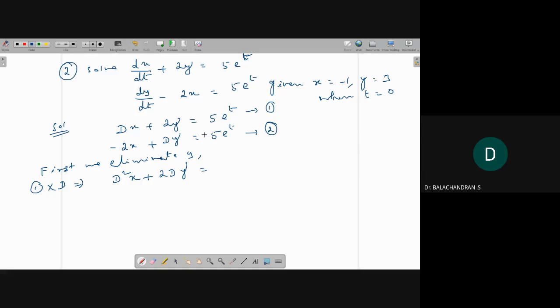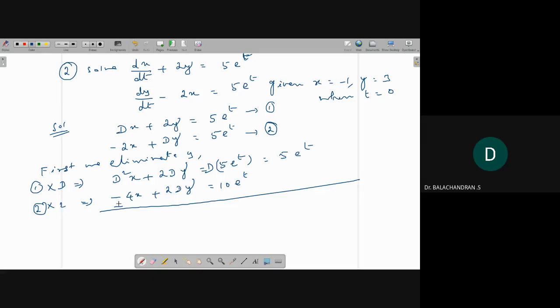Okay. So the differentiation of 5 into e power t: 5 into the differentiation of e power t, where D is d by dt. That's why it is 5 into e power t. Equation 2 into 2: minus 4x plus 2 Dy equal to 10 into e power t.